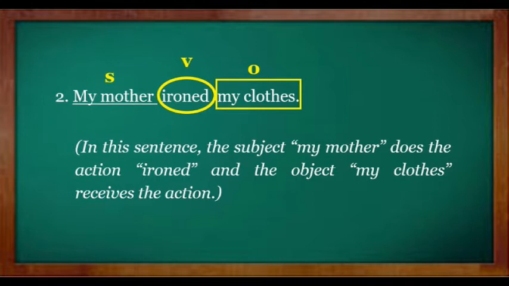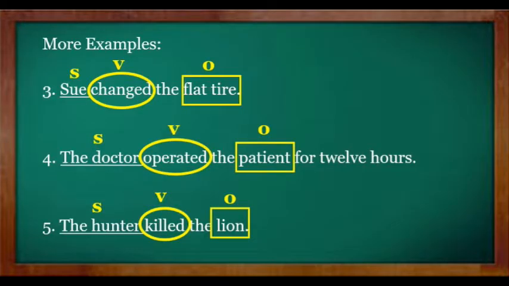Let's take a look at another example. My mother ironed my clothes. In this sentence, the subject is my mother, followed by the verb, ironed, and the object, or the receiver of the action, is my clothes. Let us have some more sentences.